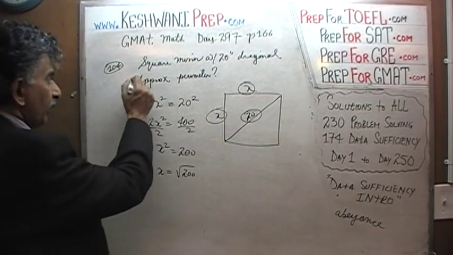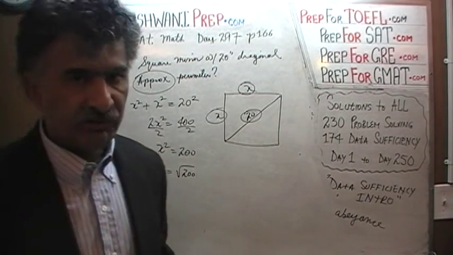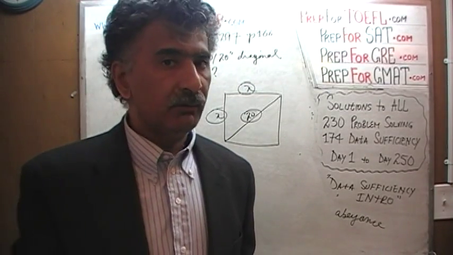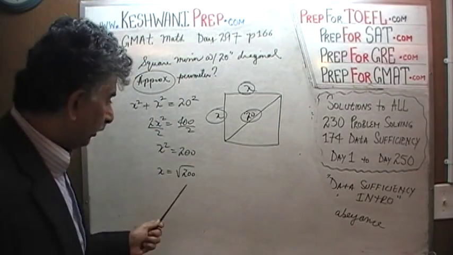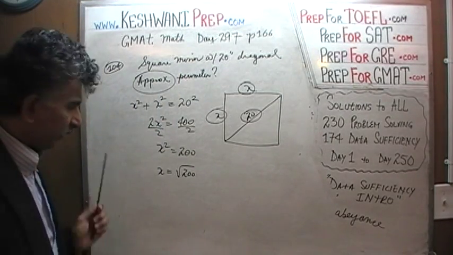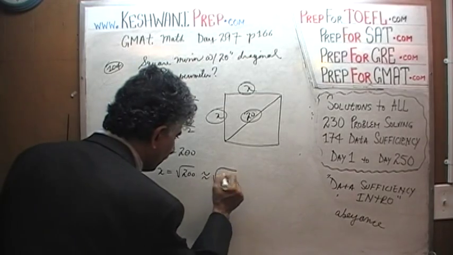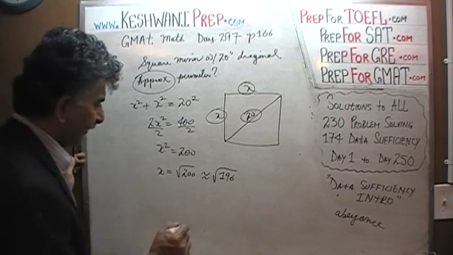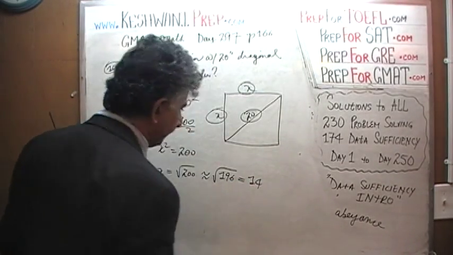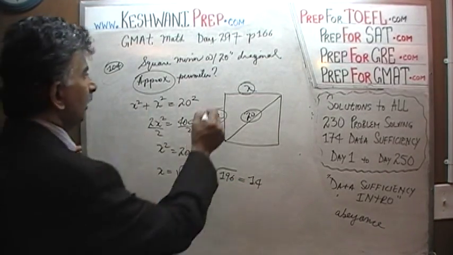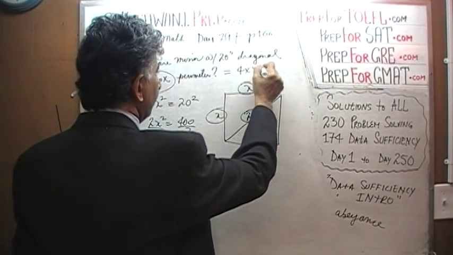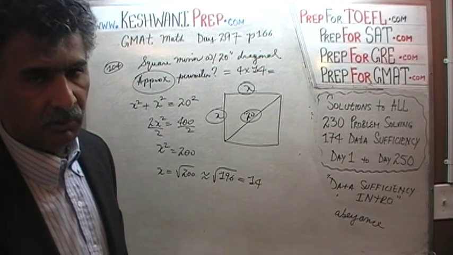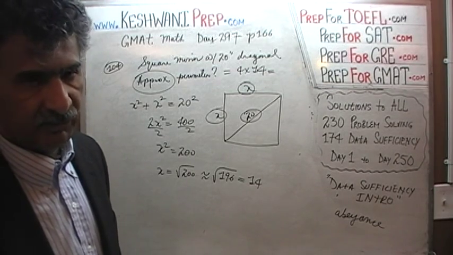Because they're looking for an approximate value, which is why I always remind you that you must know your squares, 1 through 20. If you did know your squares by heart, you should be able to recognize that the square root of 200 is approximately equal to the square root of 196. Why 196? Because the square root of 196 is exactly 14. And therefore, the perimeter that they're looking for is simply 4 times 14. I know 4 times 15 is 60, so 4 times 14 should be 4 less than 60, which is 56.